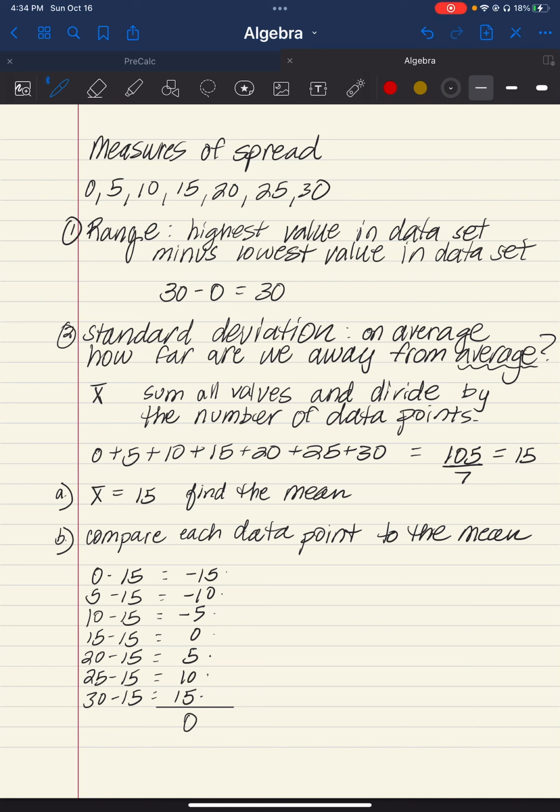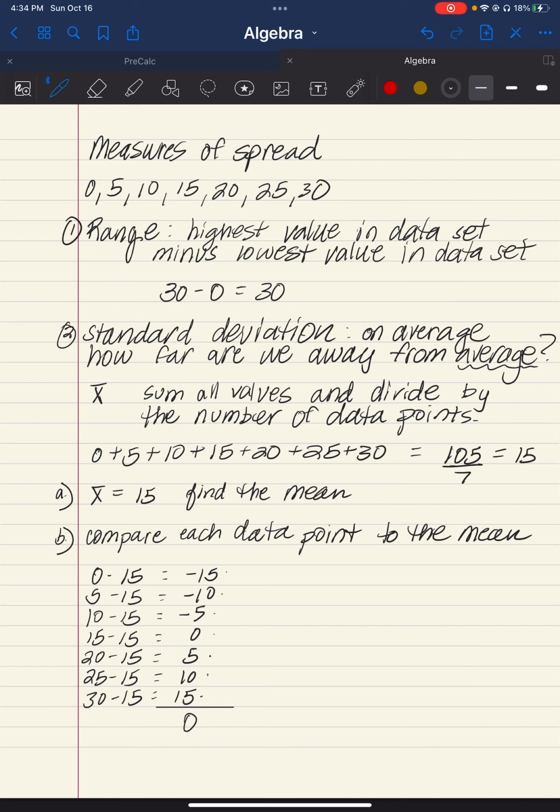So we're going to do something, all right? Because we have some negatives and some positives. The problem here is that we're looking at direction as well as distance. And when we're talking about, on average, how far are we away from average, we don't actually care about the direction. We really just care about the distance. Some are less than the middle, some are more than the middle, but we don't want to know which direction they're going. We just want to know the distance away from the middle. So the negatives are the problem.